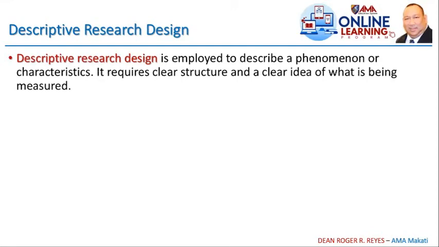Descriptive research design is employed to describe a phenomenon or characteristics, a happening. It requires clear structure and a clear idea of what is being measured. So you just have to describe what is happening, describe the phenomena, describe the characteristics, describe the demographic profile of your respondents. Those are descriptive.